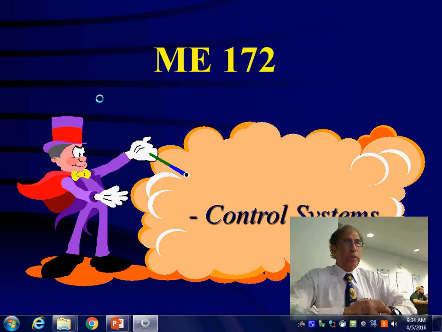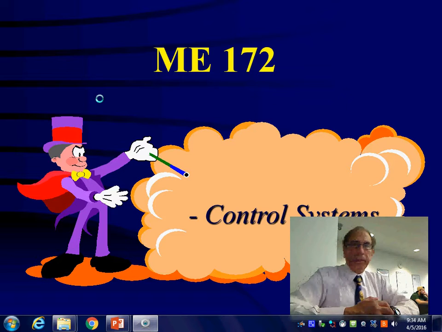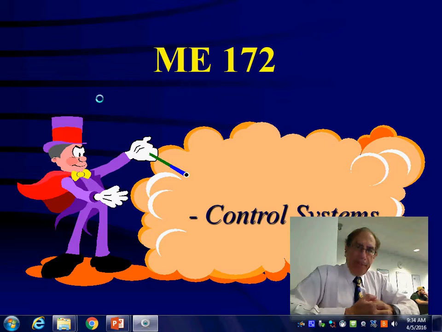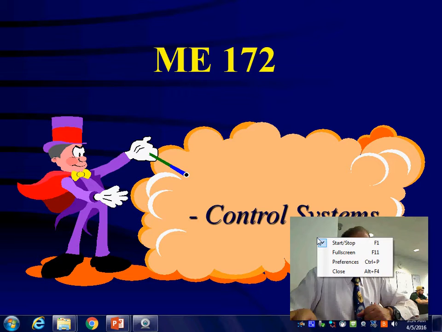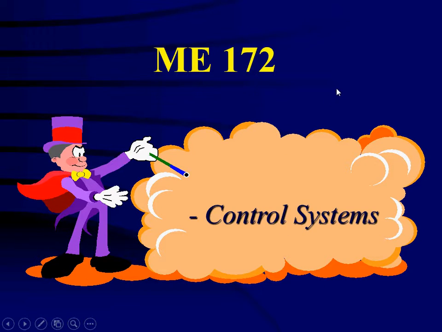Today we're going to see the different kinds of controls that exist and what each one does, and we're going to see how we implement the control systems on the physical systems that we already have. So in here, as you can see on the screen, there's some magician. We're going to do our magic here to understand what control systems are about.